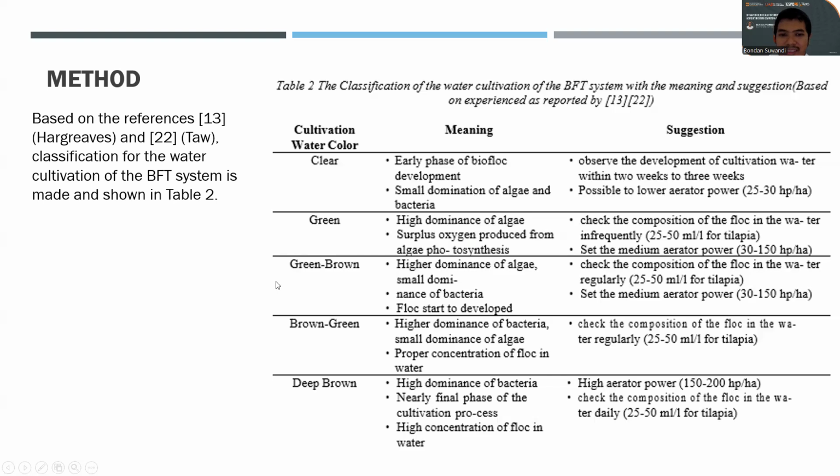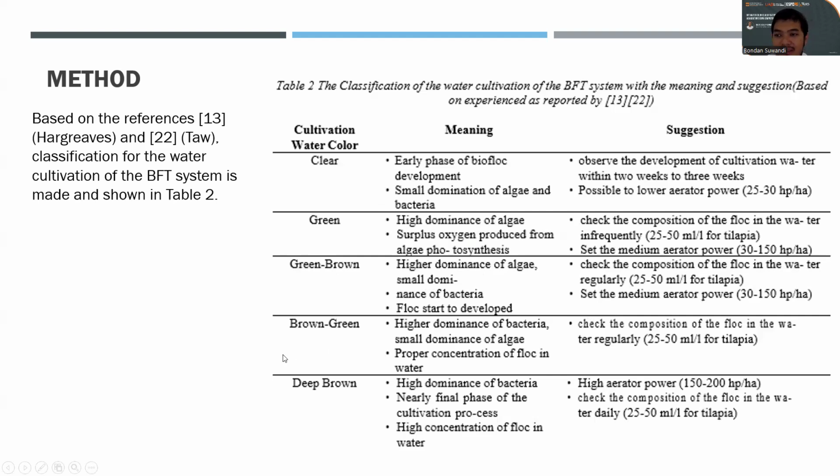When it starts to change color into green-brown, it means there is still higher dominance of algae, but it starts to have small dominance of bacteria. So flocs start to develop. And we can make a suggestion to the cultivator that he can check the composition of the flocs, and still set the aerator power to medium.